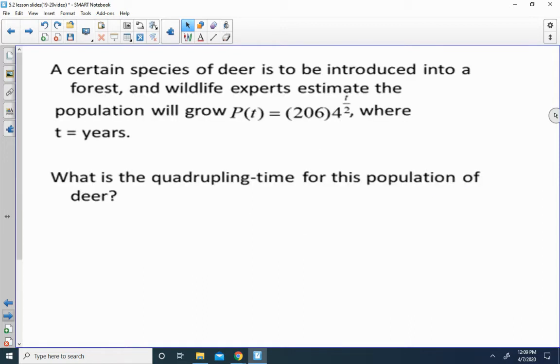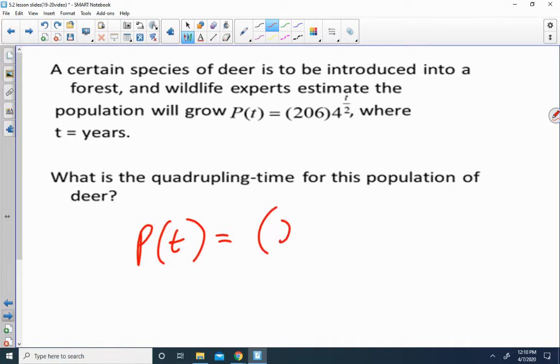So now, a certain species of deer, not our type of deer, we're talking about deer in Africa. For example, there are some endangered species of deer in Africa. They are to be introduced into a forest, and wildlife experts estimate that the population will grow according to that equation, where t is years. And given this information, we need to find the quadruple time, or the quadrupling time.